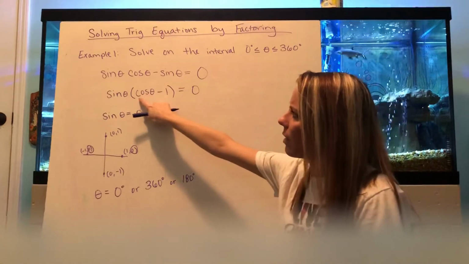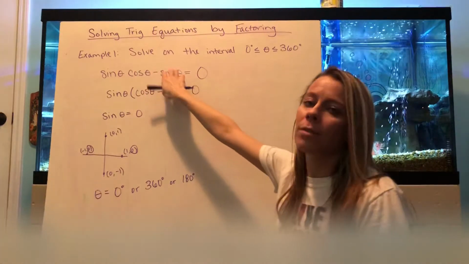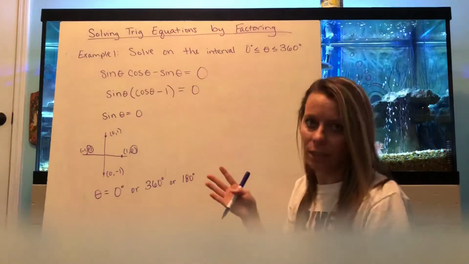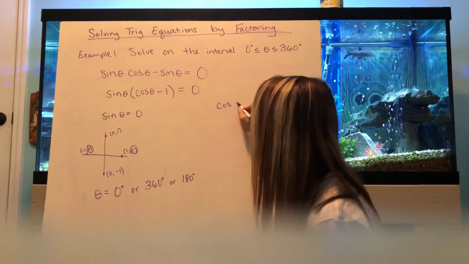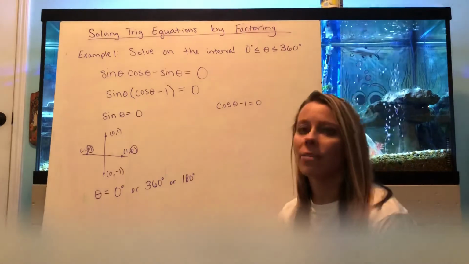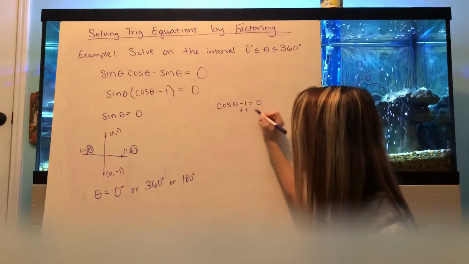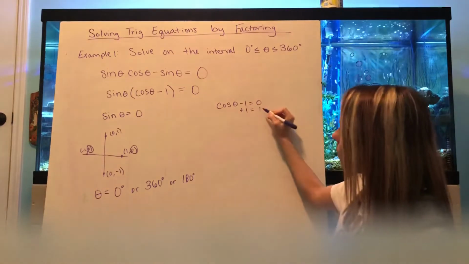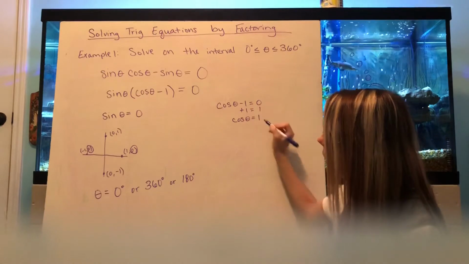Alright, now we're going to look at this one, cosine theta minus 1. If that equals 0 times the sine, the whole thing's going to equal 0. So over here, cosine theta minus 1 equals 0. Remember, you have to isolate the trig expression, the trig ratio. So add 1. So cosine theta equals 1.